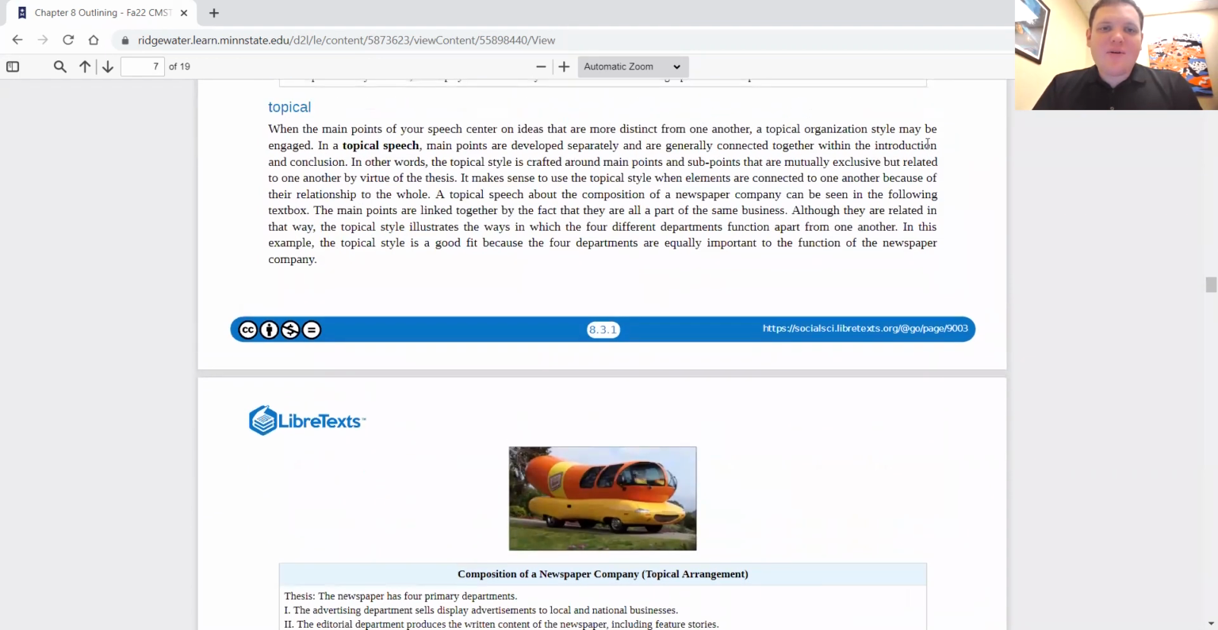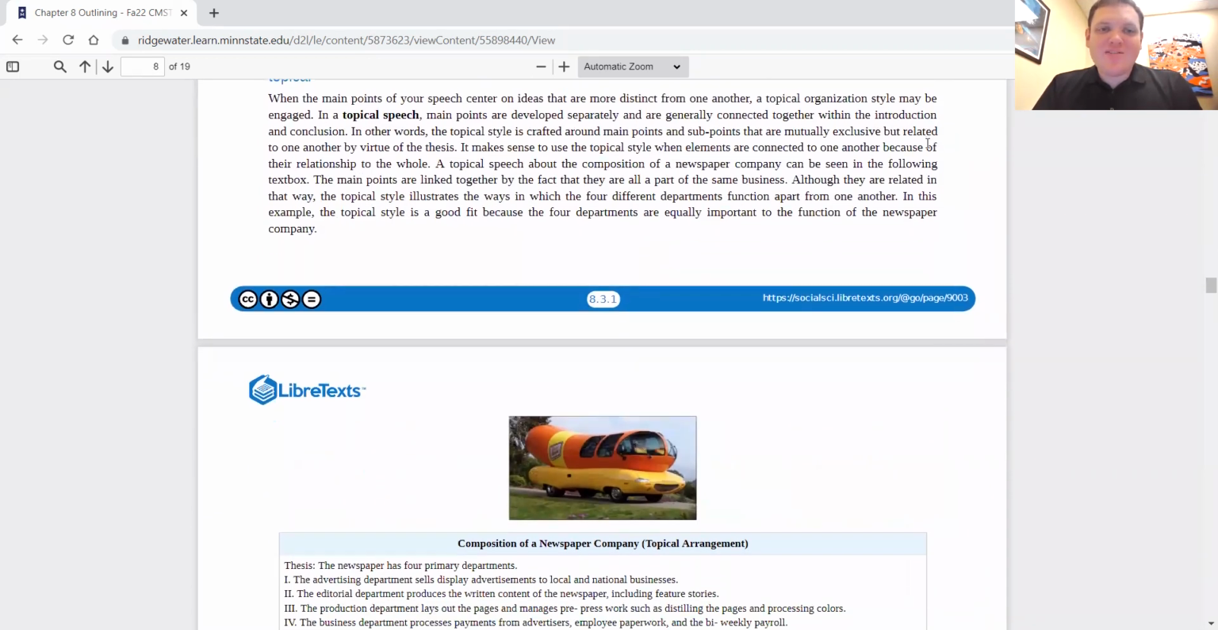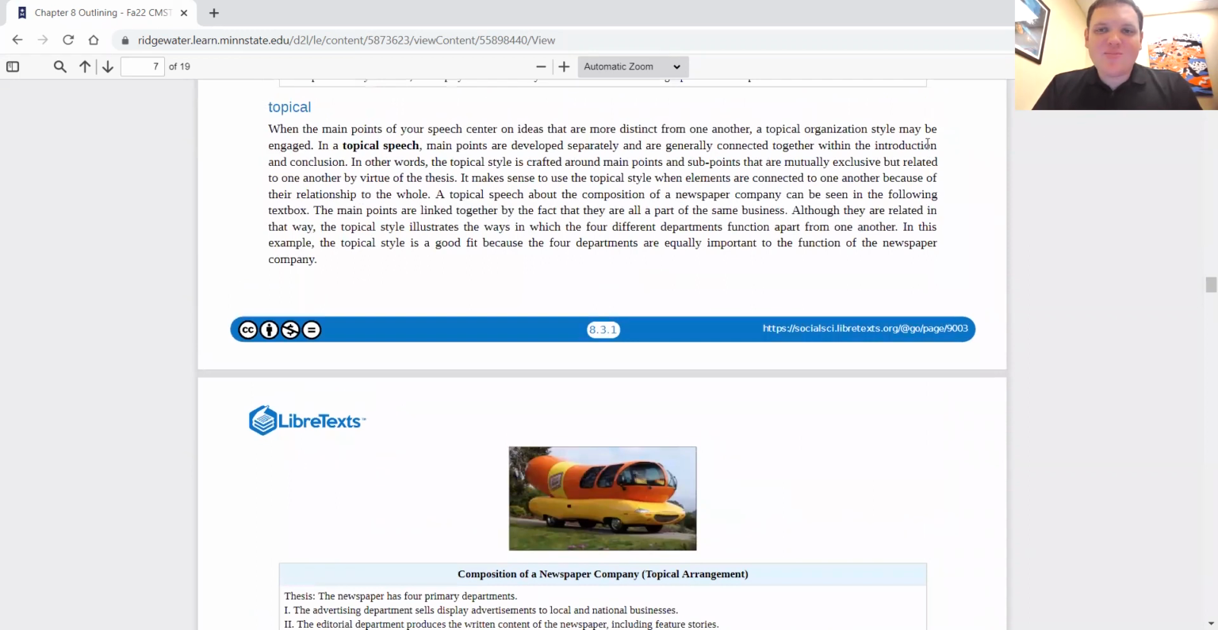Another common way of formatting a speech, organizing it, is a topical pattern, a topical speech. So again, you're going to get big topics, probably 3, maybe 5, could do 2, depending on how long your speech is. But they're crafted around these main points. So you're putting things in buckets, like here's bucket 1, here's bucket 2, here's bucket 3. I'm going to teach you about things.